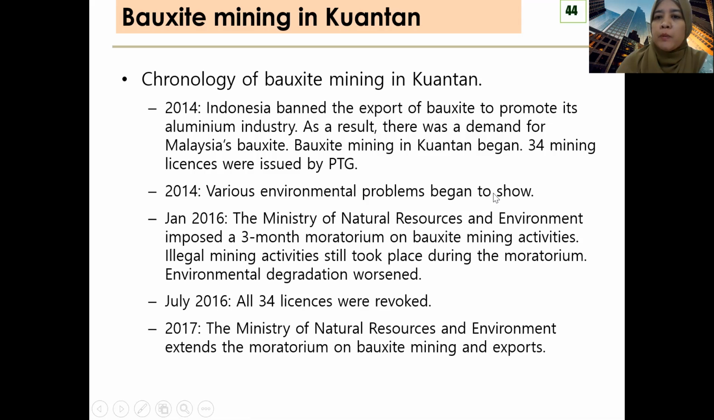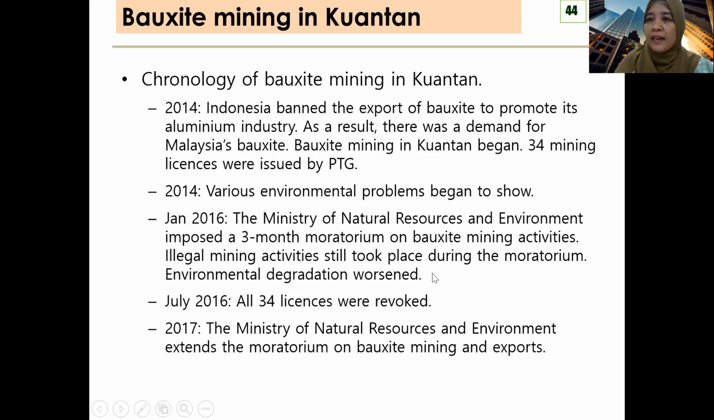2014, various environmental problems began to show. Dia dah start dah. Dust pollution. What else? Air pollution. What else? People got sick. People got respiratory problems. People got skin diseases, skin problems. Kids began to cough and things like that. Various environmental problems began to show. Soil erosion as well. January 2016, the Ministry of Natural Resources and Environment imposed a 3-month moratorium. Moratorium means a suspension on bauxite mining activities. Illegal mining activities still took place during the moratorium, and the environmental degradation worsened.